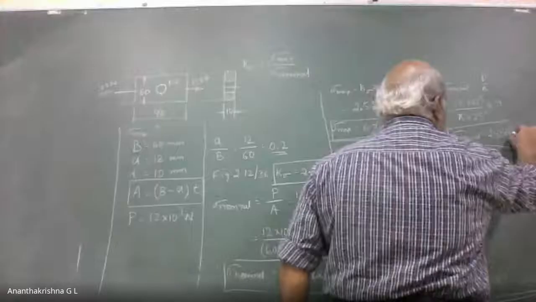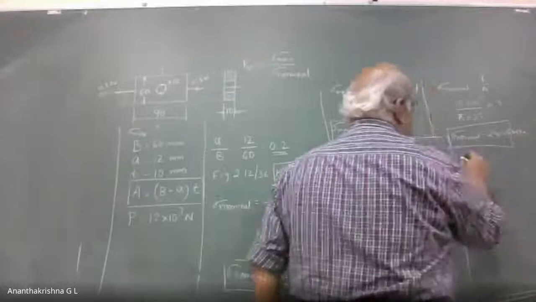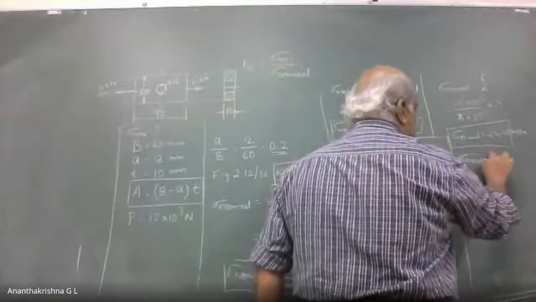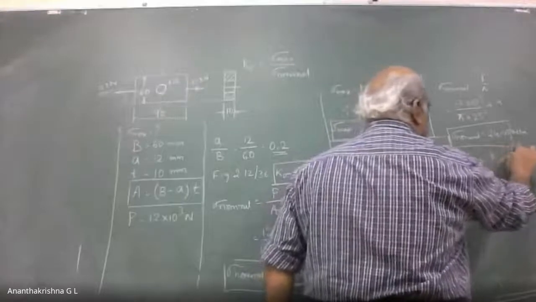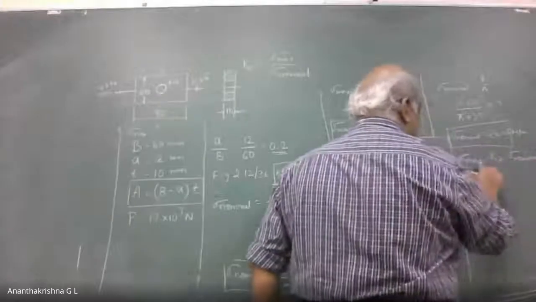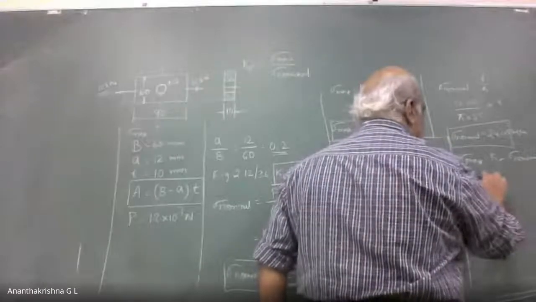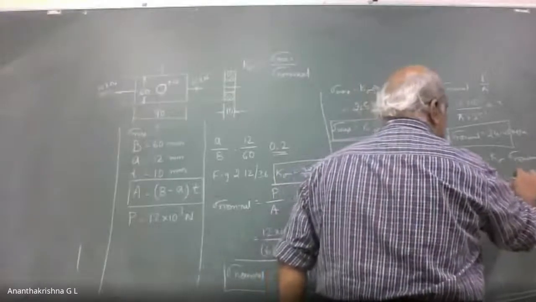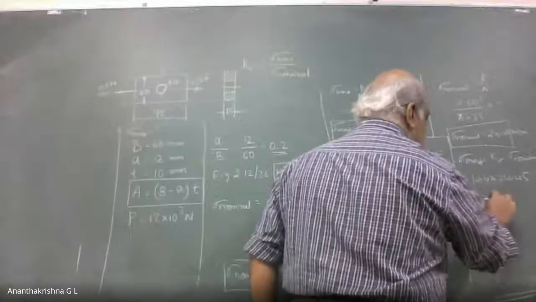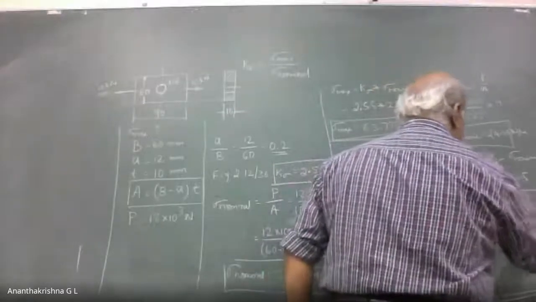So therefore, the maximum stress, sigma max, is equal to K sigma into sigma nominal. That is equal to 1.64 into 24.45, which will give us sigma max equal to how much? 40.